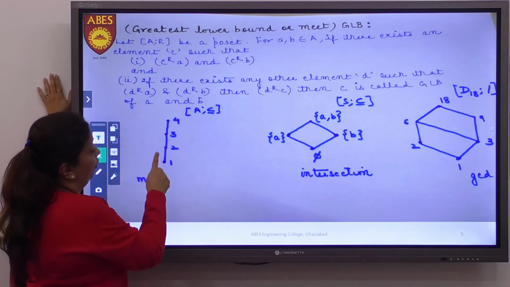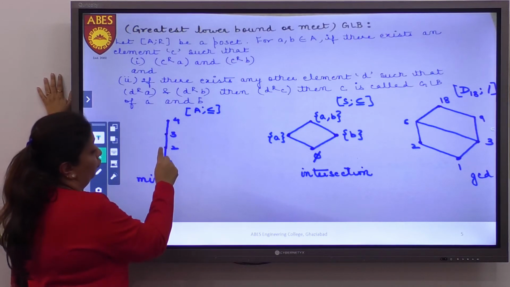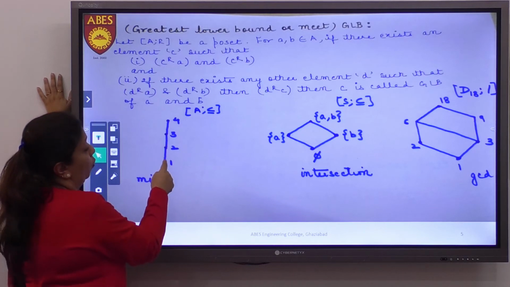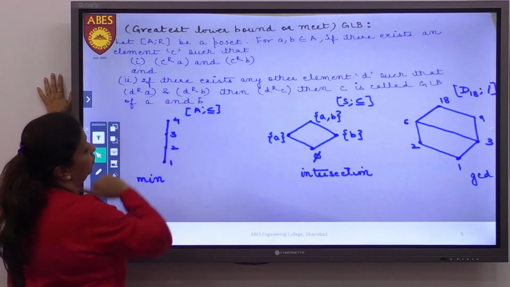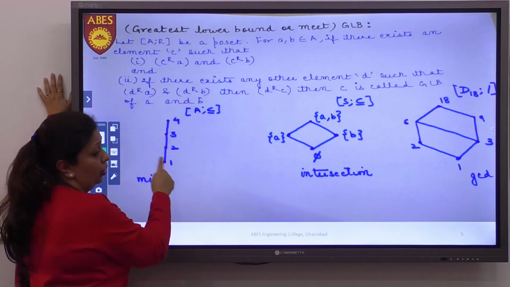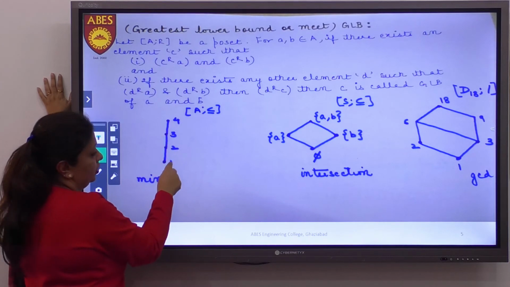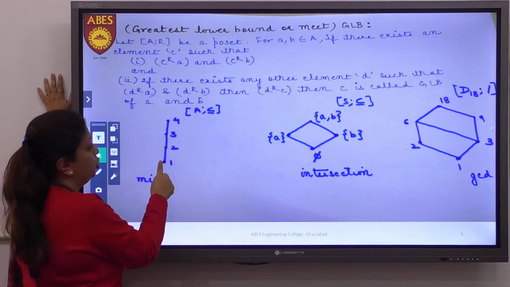So now if I talk about greatest lower bound for this 1 and 2. So for 1 and 2, now you can see that this 1 is related with 1, 1 is related with 2, so it becomes C. That is the first property, and 1 becomes your GLB. Similarly, if I talk about 1 and 3, 1 is related with 1, 1 is related with 3. So 1 becomes your GLB.